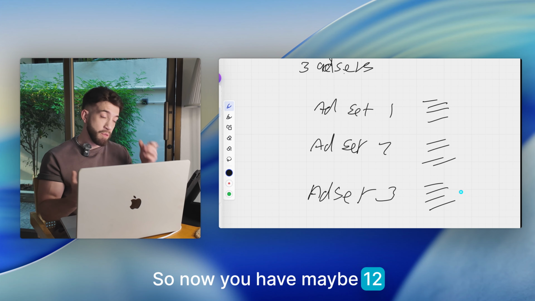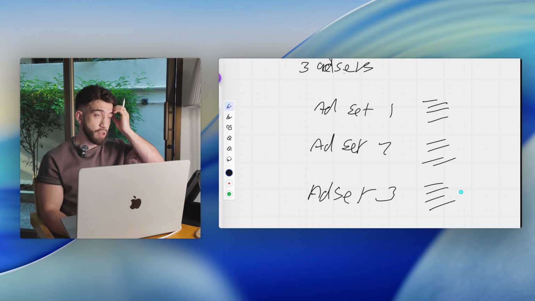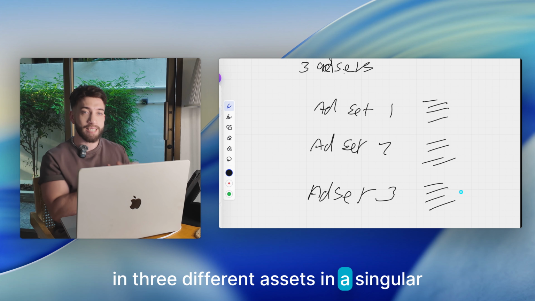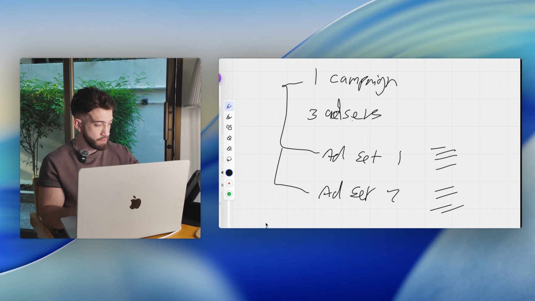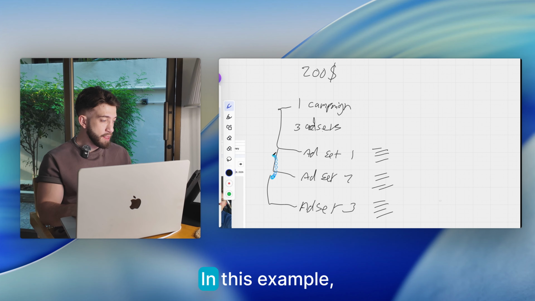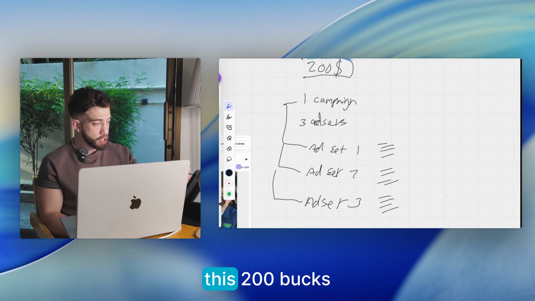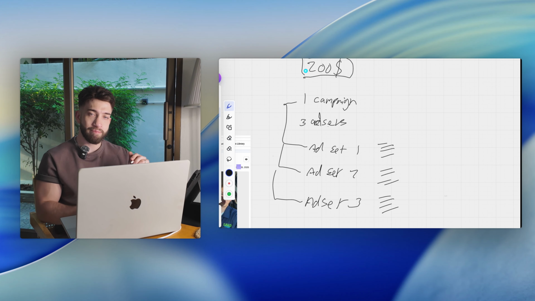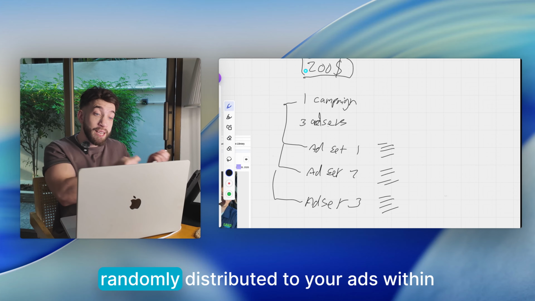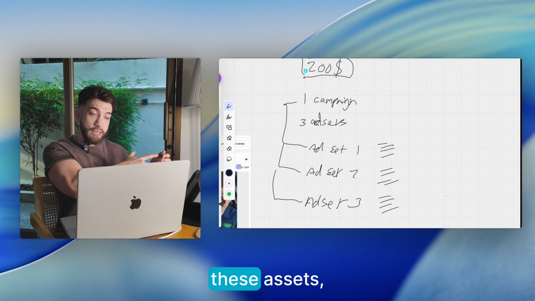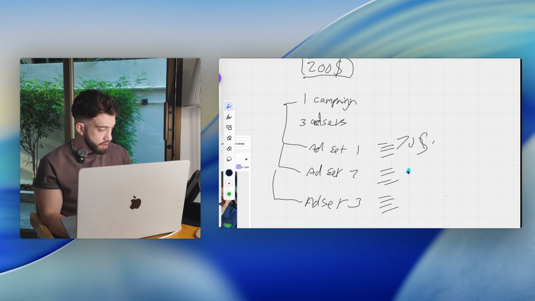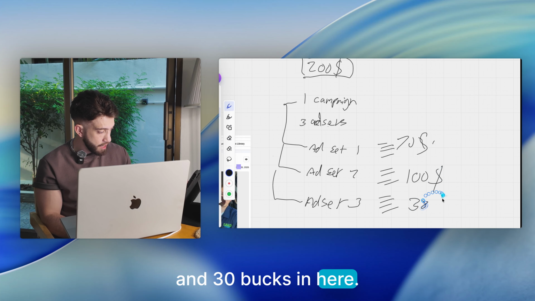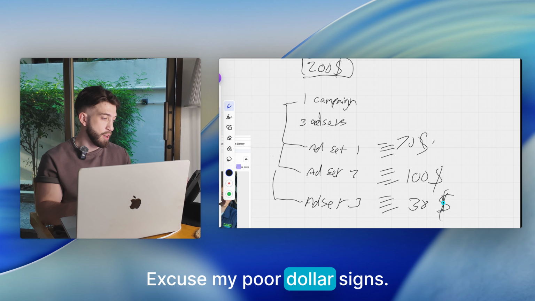So now you have maybe 12 ads in 3 different ad sets in a singular campaign. So these are all feeding your campaign. In this example, this $200 is going to get, quote unquote, randomly distributed to your ads within these ad sets, right? You might get $70 in here. You might get, I don't know, $100 in here, and $30 in here. Excuse my poor dollar signs.